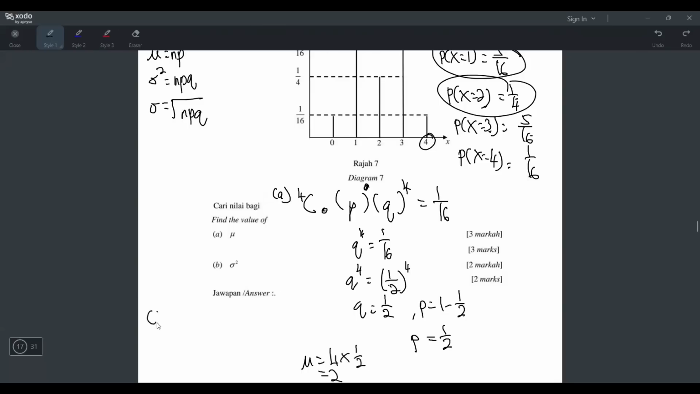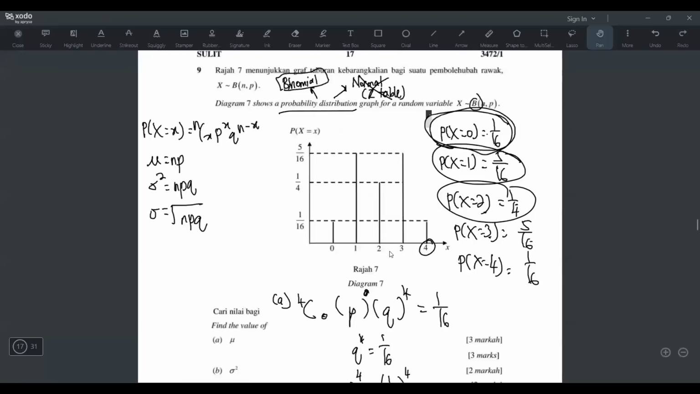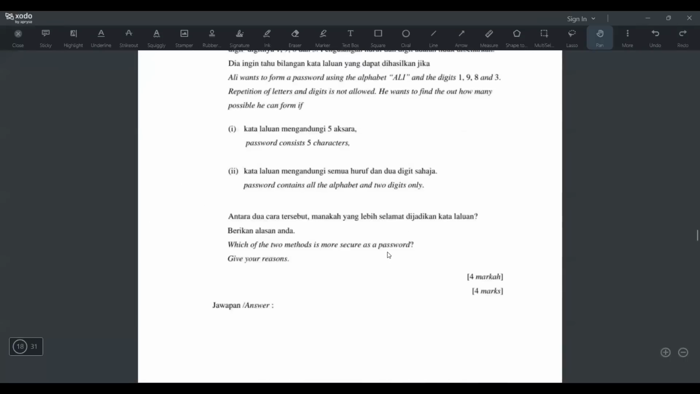Okay, let's do B here. They want to find variance. This is the symbol for variance. The formula is NPQ. So 4 times 1/2 times 1/2. If you press this in your calculator, you will get 1. So that will be the answer. Hope you understand. So this is how I would do number 9.